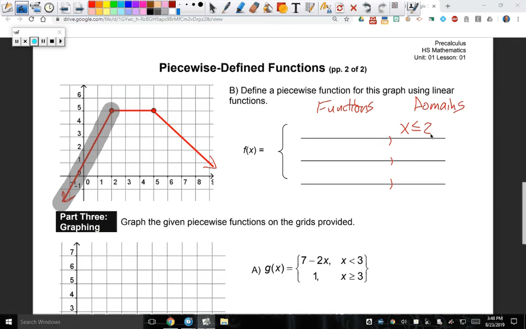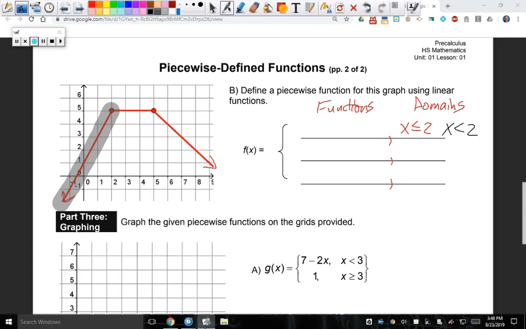Before you start saying anything, some of you might have said x's that are less than 2, and that's okay as well. Okay? Because some of you are not including 2, some of you are including 2. You just have to be consistent throughout the rest, and I'll get to that in a minute.